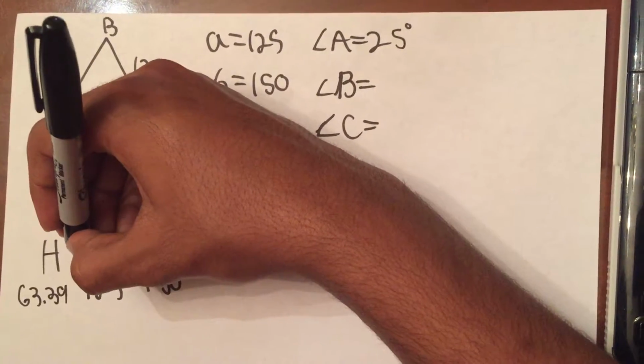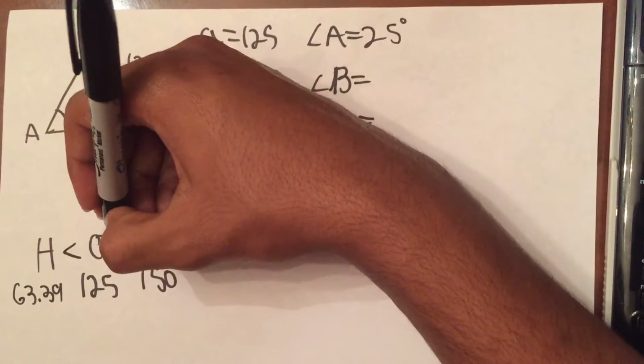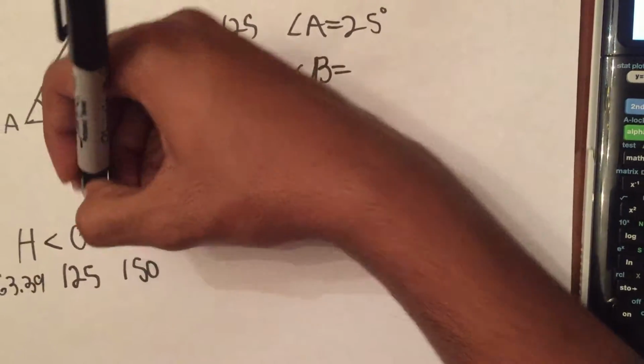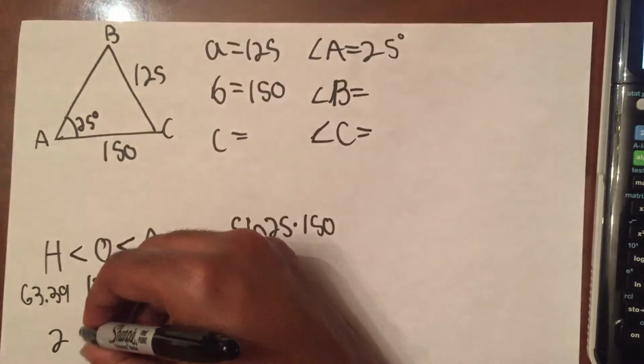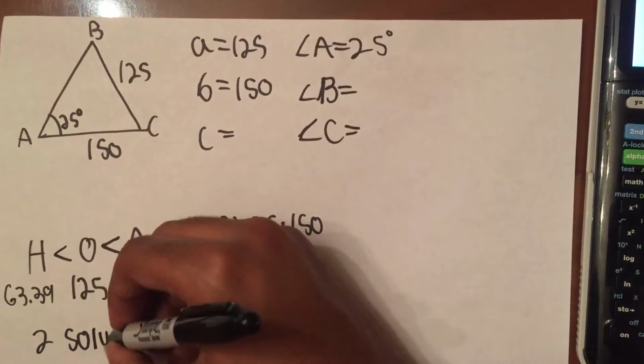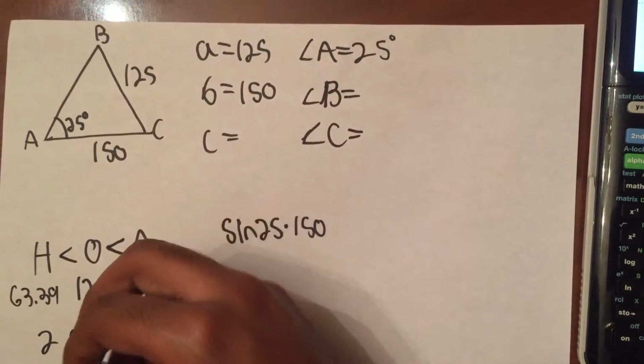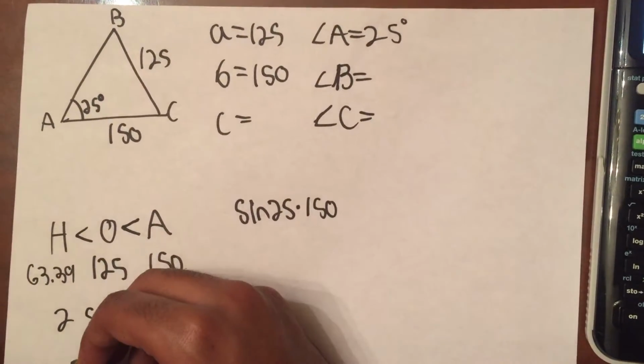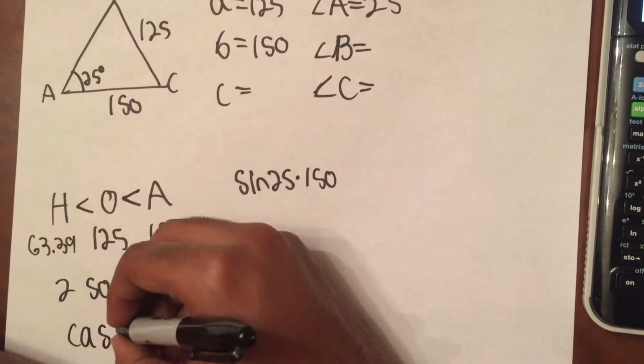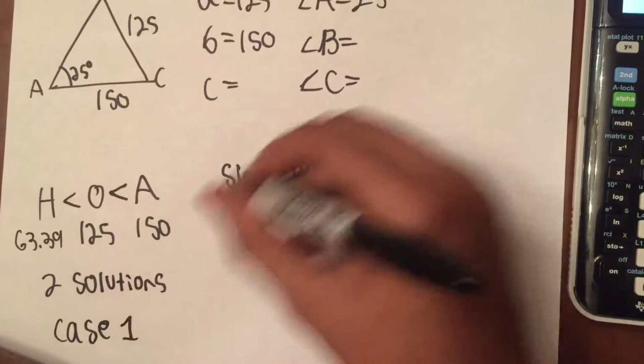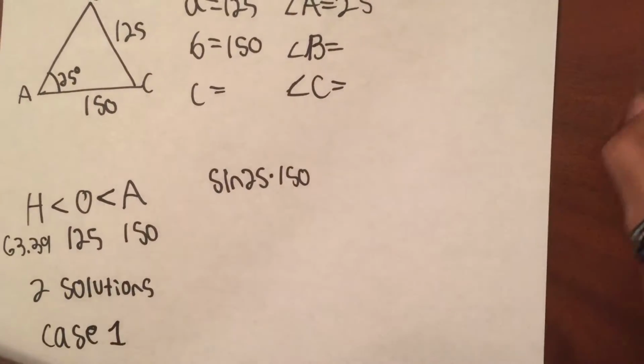So our opposite is greater than the height, and our adjacent is greater than the opposite. So that means we're going to have two solutions. So we'll label this as case 1, and we'll solve for the two angles inside.